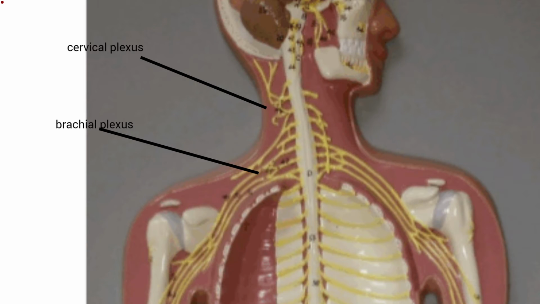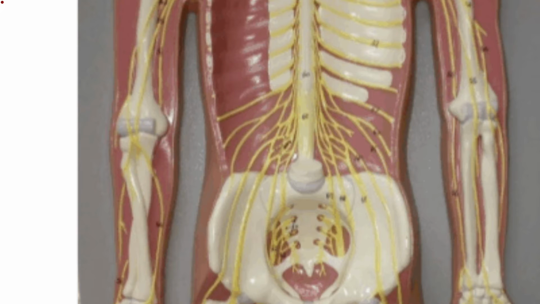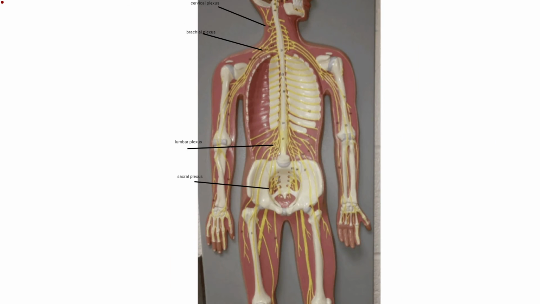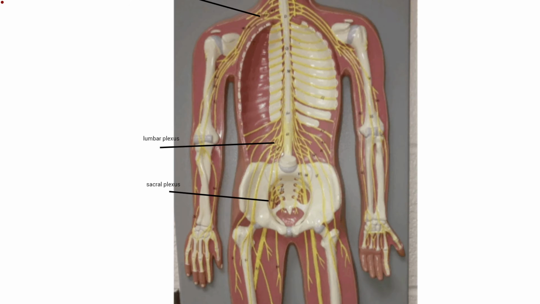Okay. I'm going to move it down. We're going to see two more. Lumbar plexus and the sacral plexus. You can see that in perspective. And let's go back up.